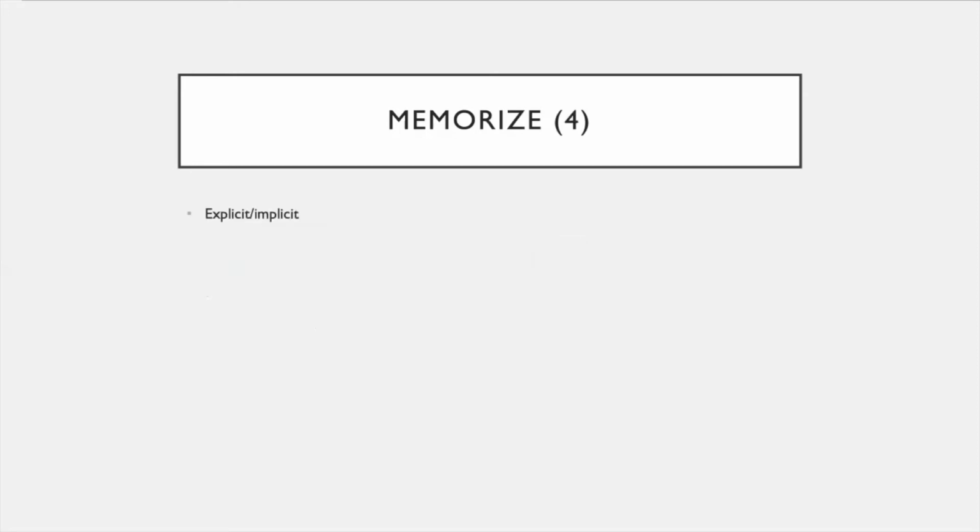So you have explicit versus implicit. Explicit means clear and direct, and implicit means implied. So just like how implied is spelled IMPL, implicit is also spelled IMPL.